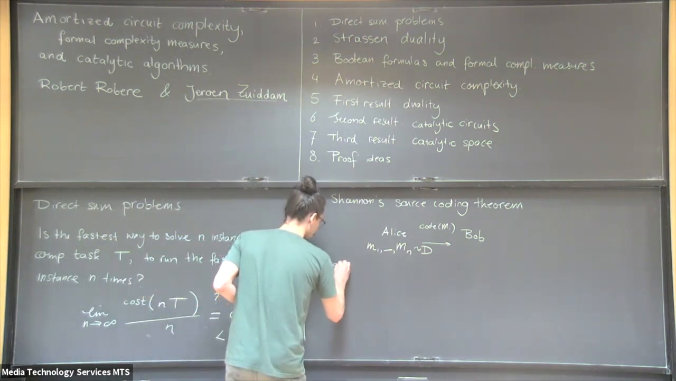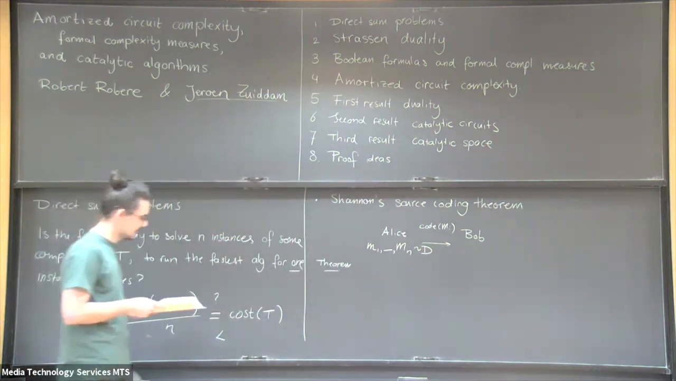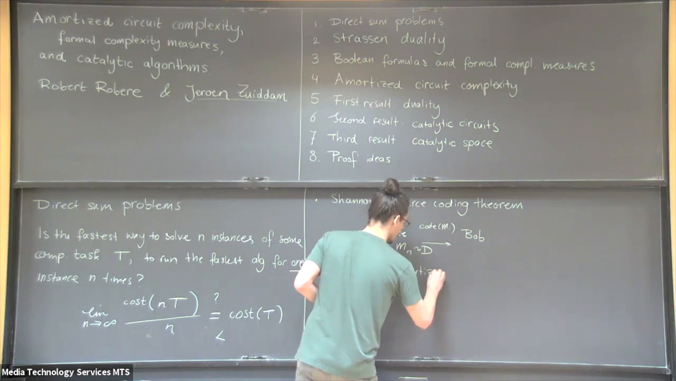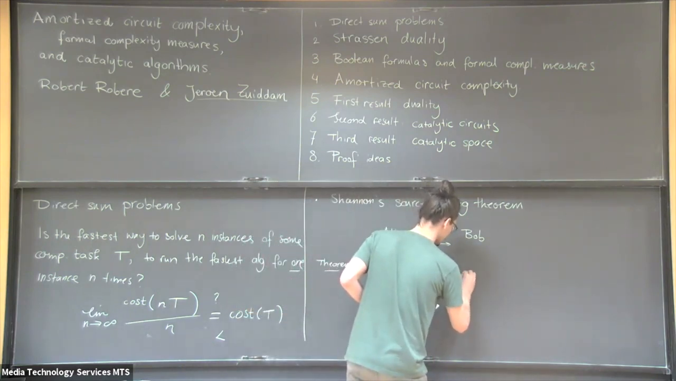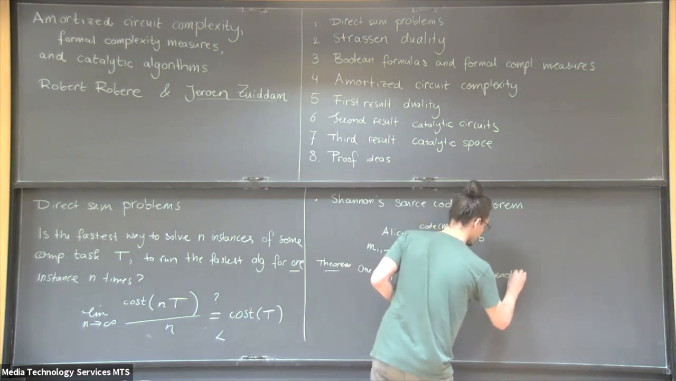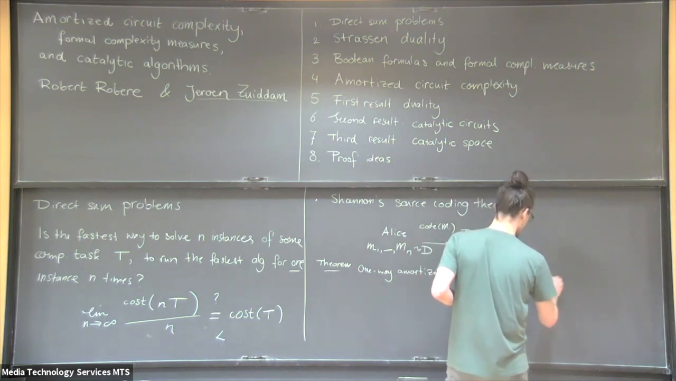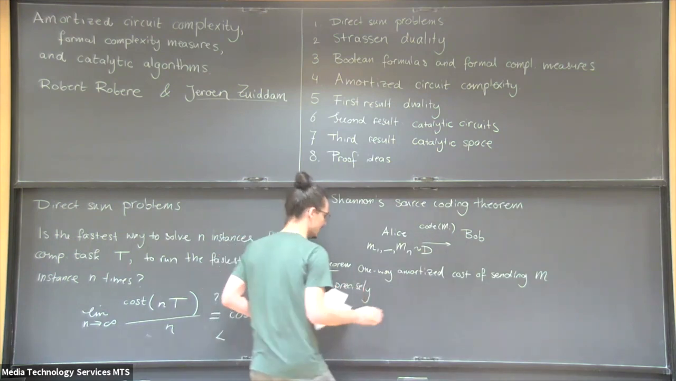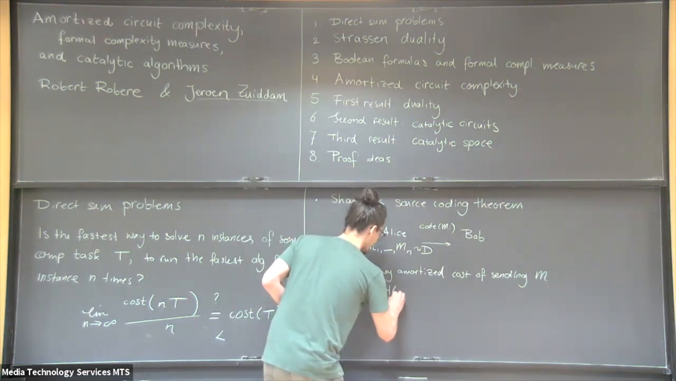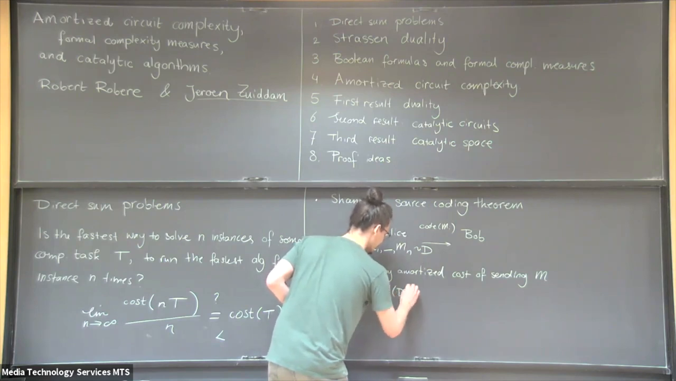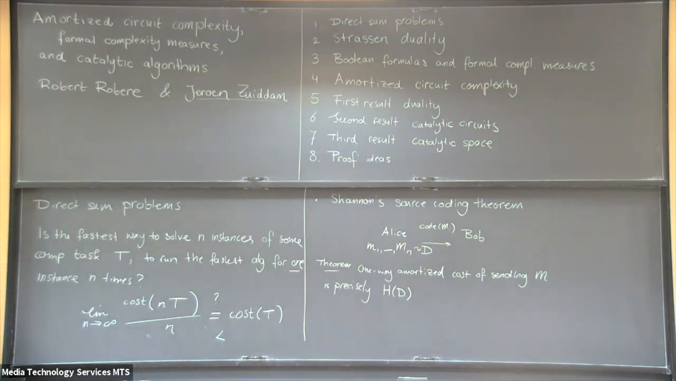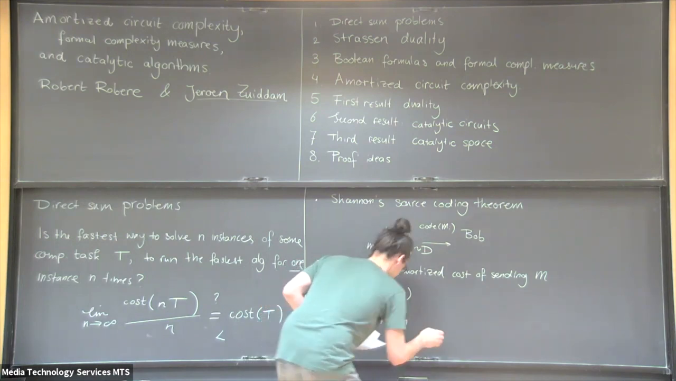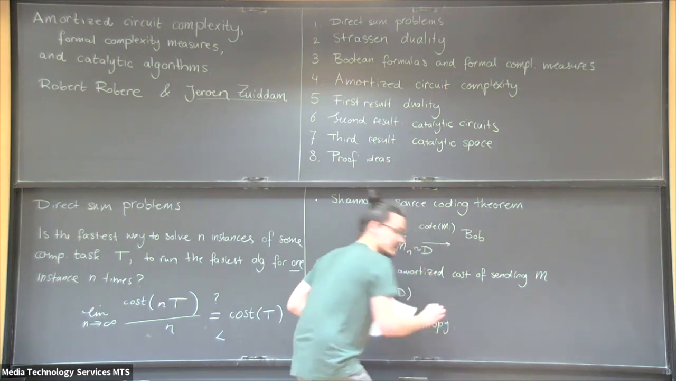Here, Shannon's source coding theorem says that the one-way amortized cost of sending these messages is precisely the Shannon entropy H of this distribution. So capital H is the Shannon entropy, when you take the cost for n messages and divide by n.